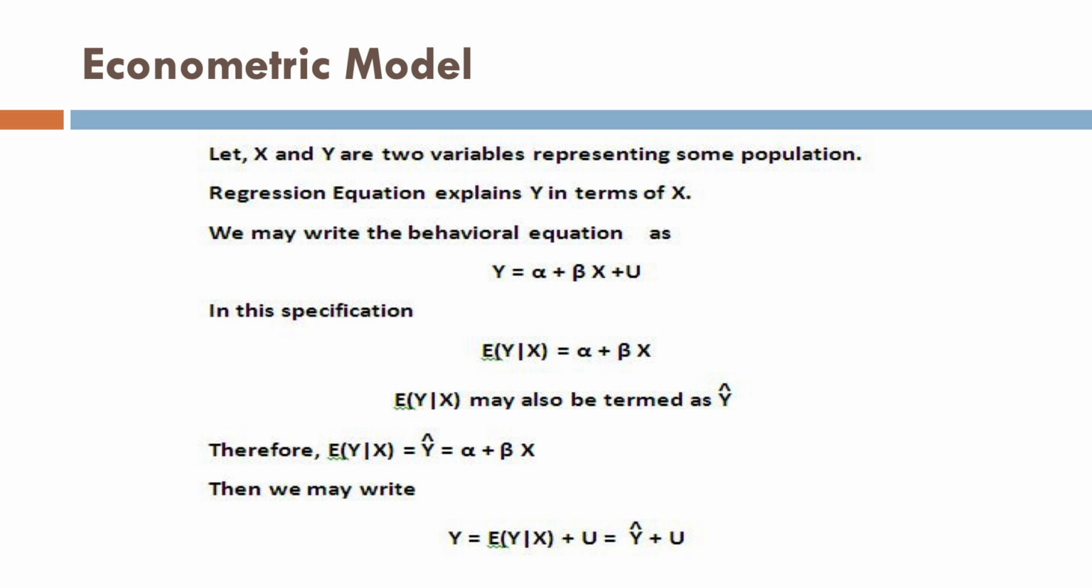Now let us take x and y as two variables representing some population. Regression equation explains y in terms of x. We may write the behavioral equation in this context as y equal to alpha plus beta x plus u. In this specification, expectation of y given x, or conditional expectation of y given x, is equal to alpha plus beta x.